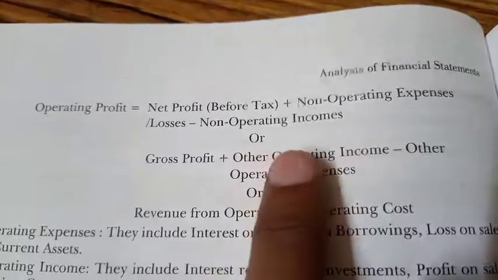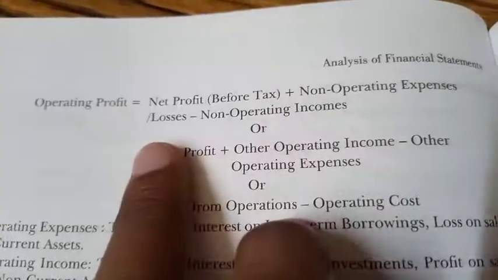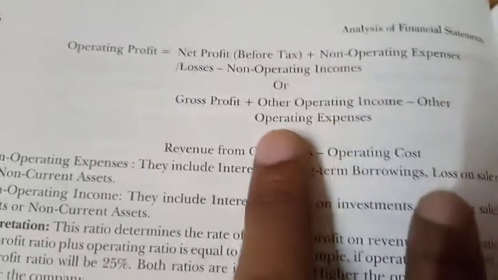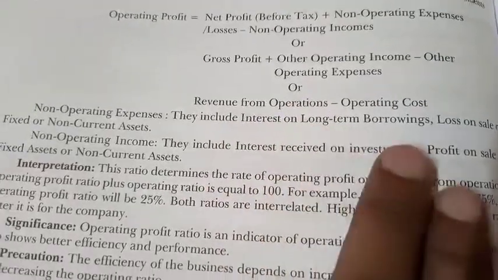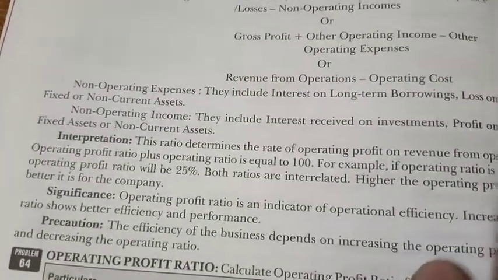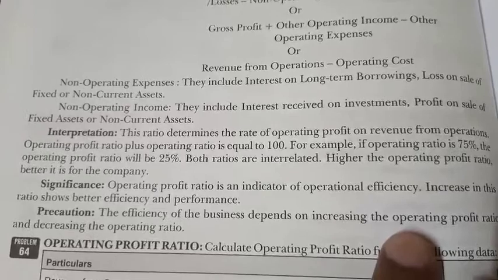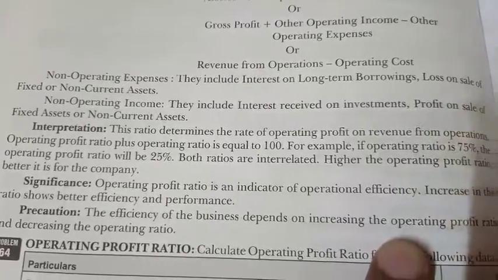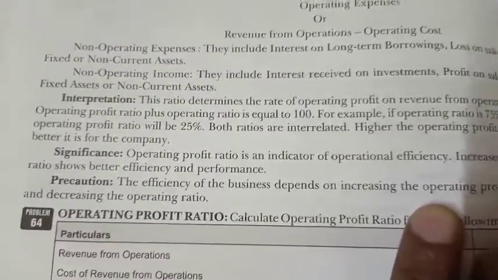Operating profit can be calculated by this formula: net profit before tax, plus non-operating expenses including losses, minus non-operating income. Or gross profit plus other operating income minus other operating expenses, or revenue from operation minus operating cost. Non-operating expenses include interest on long-term borrowing, loss on sale of fixed and non-current assets. Non-operating income includes interest received on investment, profit on sale of fixed assets or non-current assets.